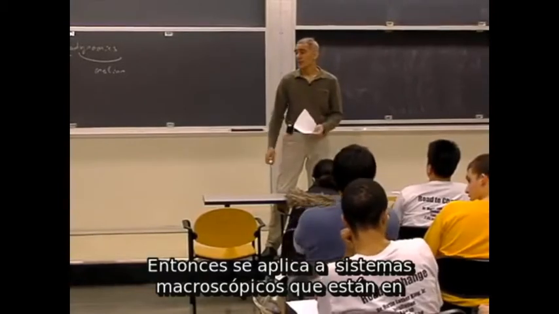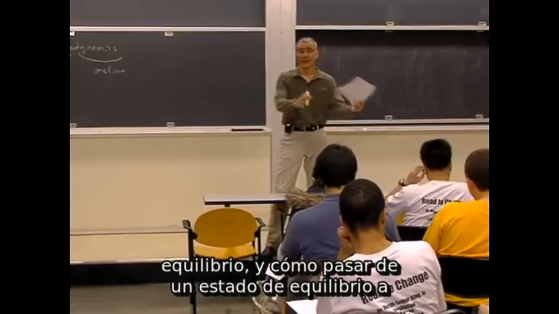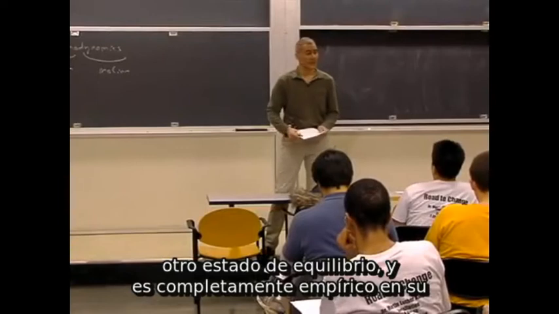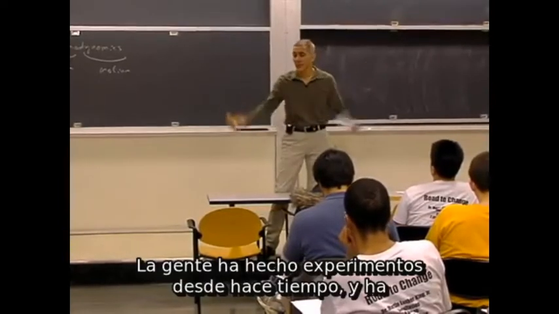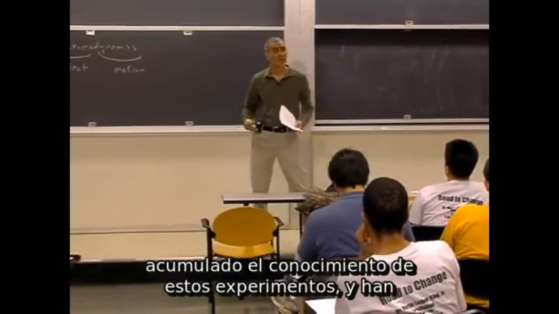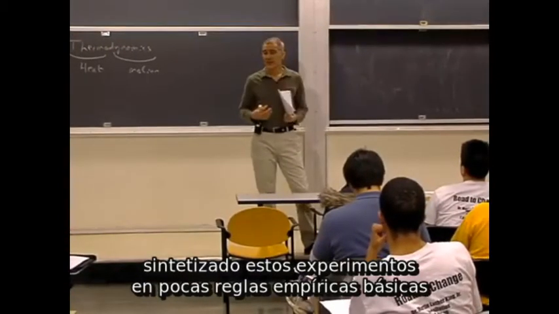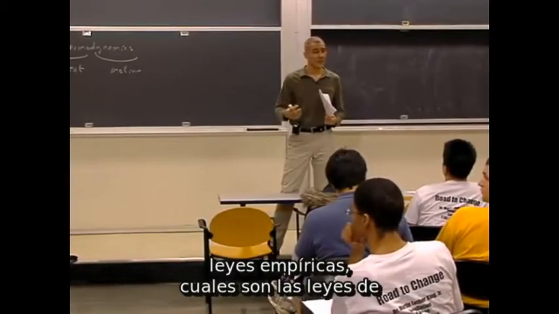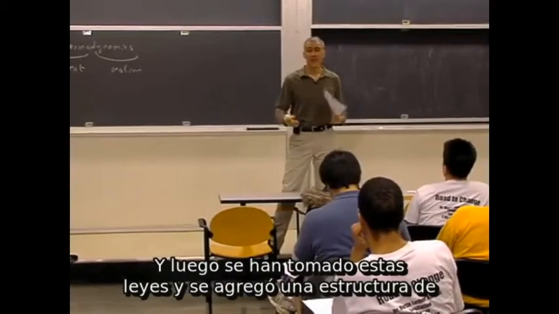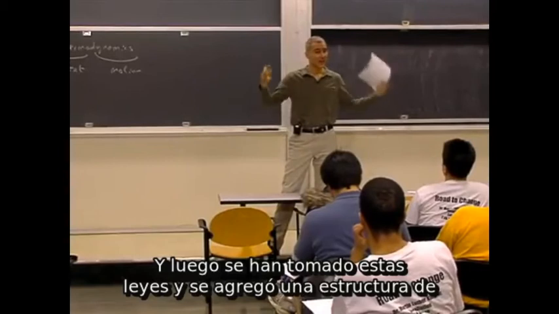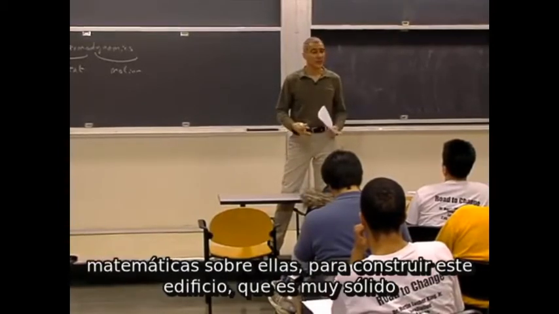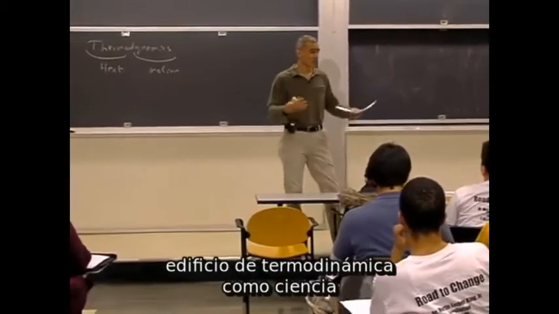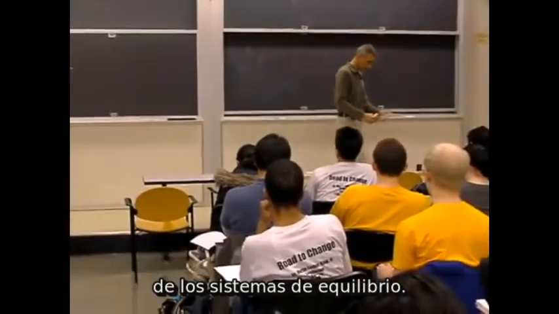So it applies to macroscopic systems that are in equilibrium and how to go from one equilibrium state to another equilibrium state. And it's entirely empirical in its foundation. People have done experiments through the ages, and they've accumulated the knowledge from these experiments, and they've synthesized these experiments into a few basic empirical rules, empirical laws, which are the laws of thermodynamics. And then they've taken these laws and added a structure of math upon it to build this edifice, which is a very solid edifice of thermodynamics as a science of equilibrium systems.